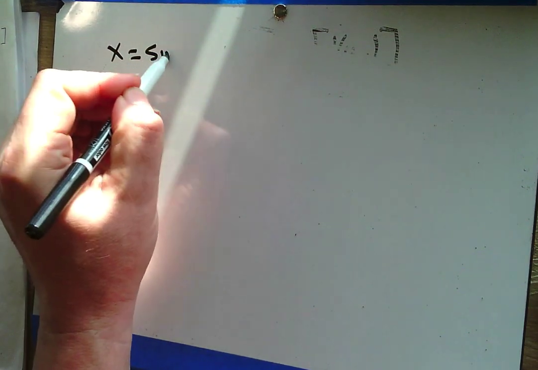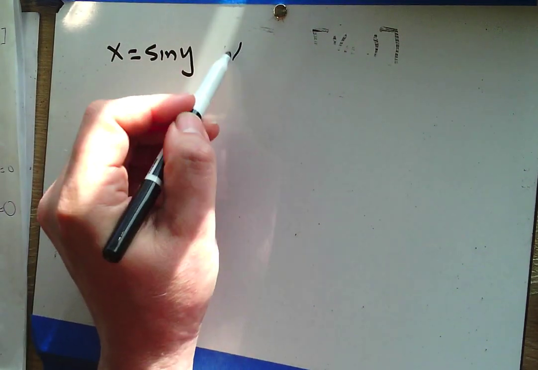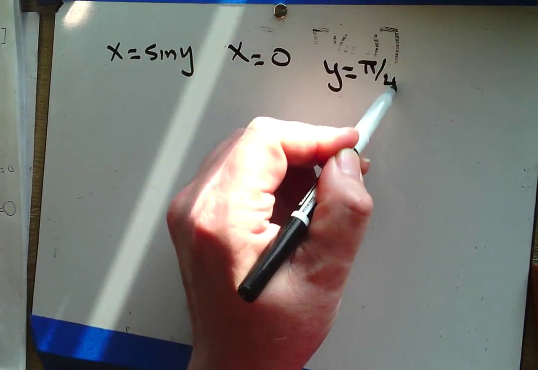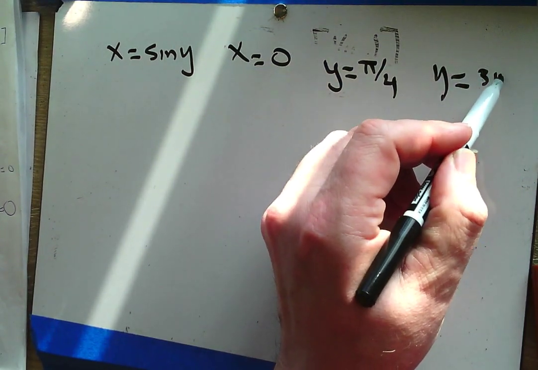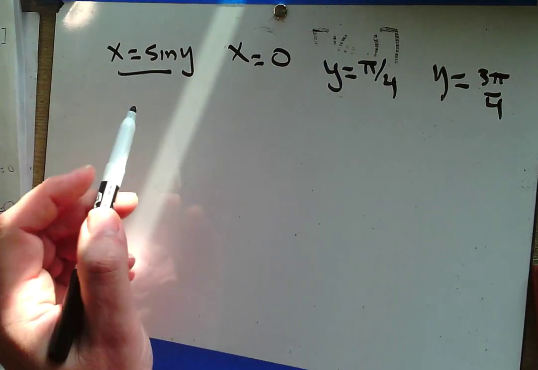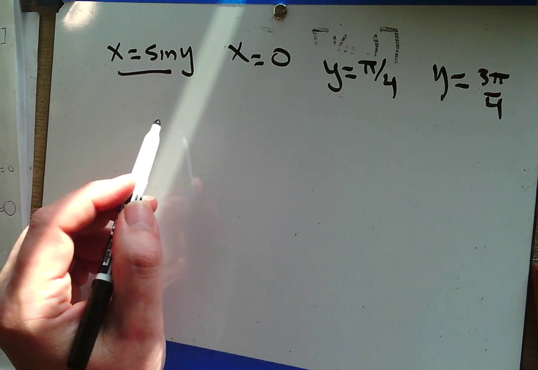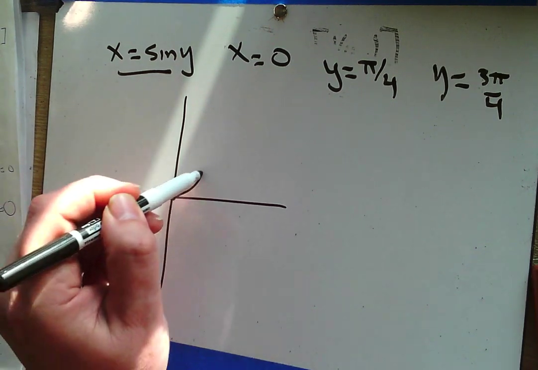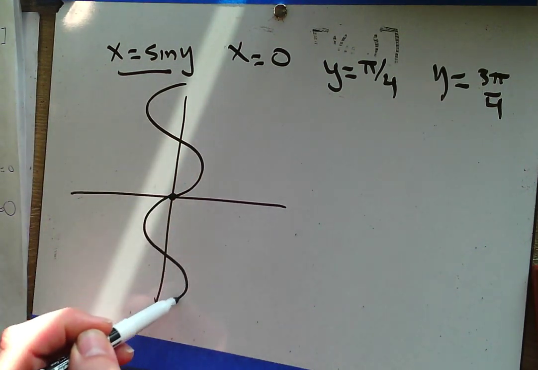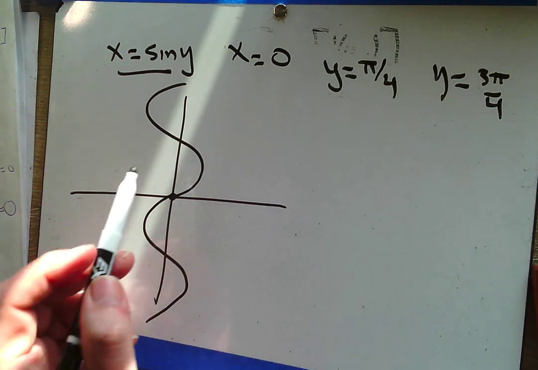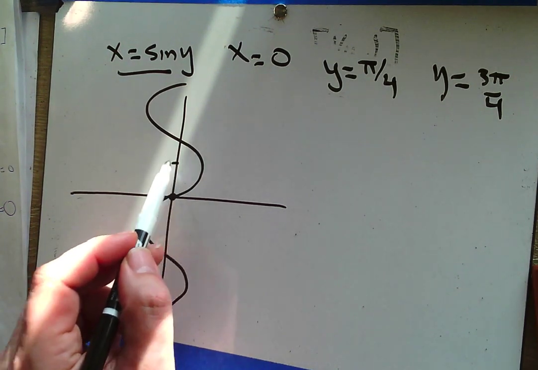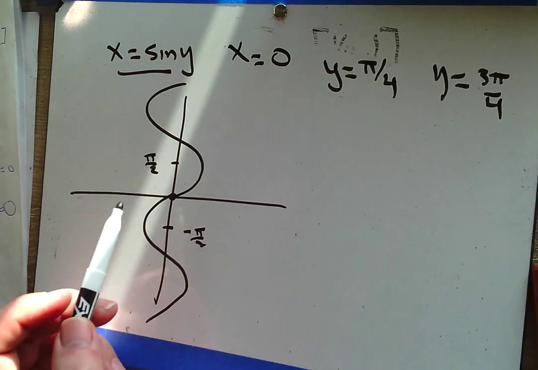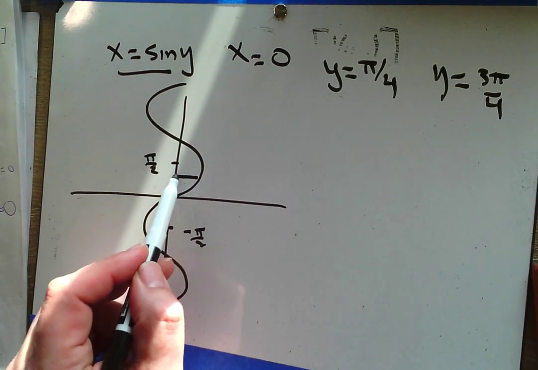X equals sine y, x equals 0, y equals pi over 4, y equals 3 pi over 4. So yeah, about that. That's not inverse sine. That's x equals sine y. So x equals sine y is this graph. But we know that this would be pi over 2, and this would be negative pi over 2 from graphing sine. So we're only going here.